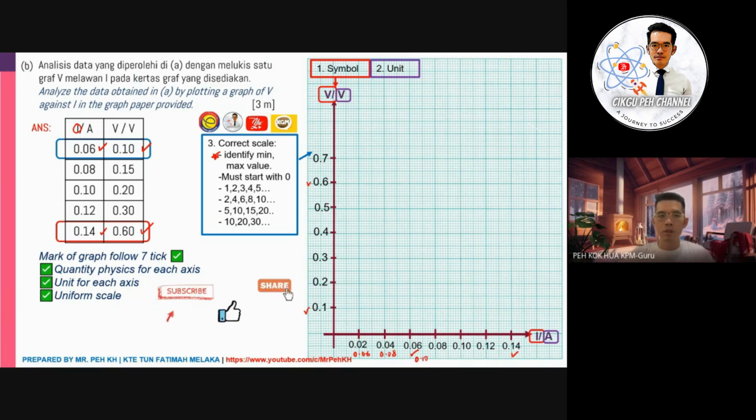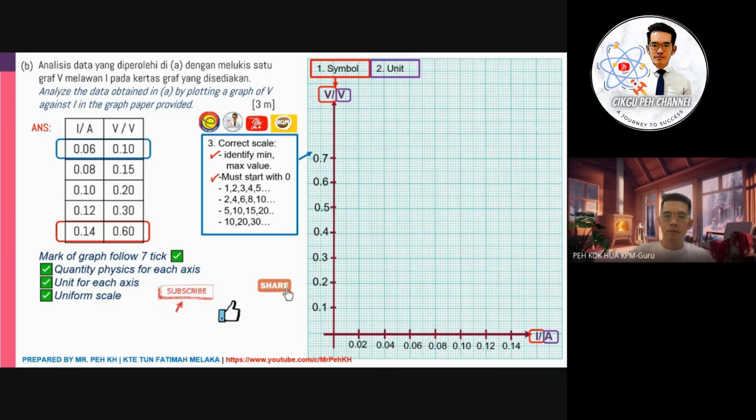So that means here is not considered a uniform scale, because the first 10 boxes here represent 0.06 while the others represent 0.02. So please avoid this kind of mistake. Okay, so next, after we discuss the minimum and maximum value for the axis, now we go to the reading.